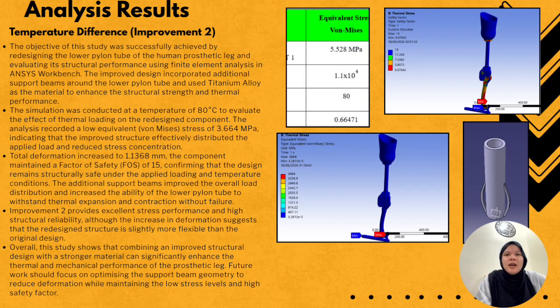Moving on to improvement 2, which focuses on redesigning the lower pylon tube of the prosthetic leg. The objective of this improvement was to increase the strength of the lower pylon and improve its performance when exposed to different temperatures. In the original design, the lower pylon consisted of a single hollow tube which provided limited support. To improve its strength, I redesigned the lower pylon by adding support beams around the tube. These support beams help distribute the load more evenly and make the structure more stable.